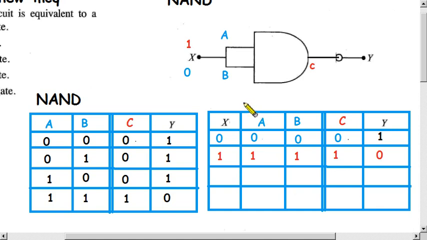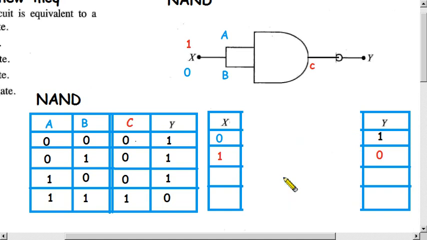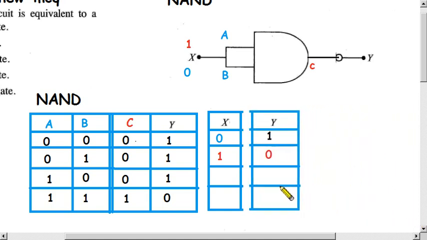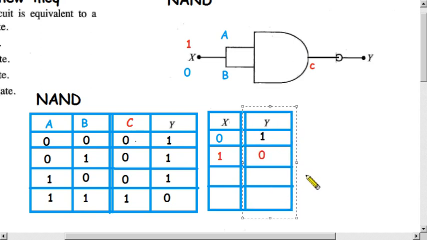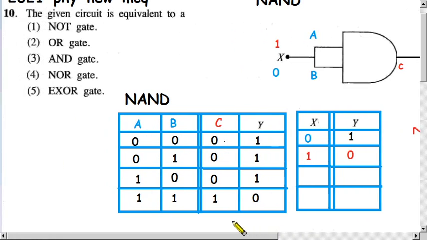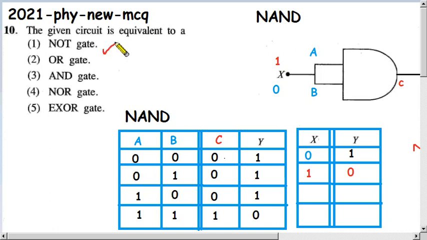So now we don't want these intermediate results, only the input and output we need. So this input and output equals the input and output of a NOT gate. You know, a NOT gate behaves like this. If input is 0, output is 1. If input is 1, output is 0. Therefore, the answer is this one. This circuit is equivalent to a NOT gate.